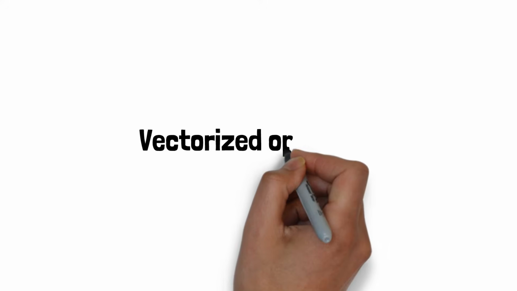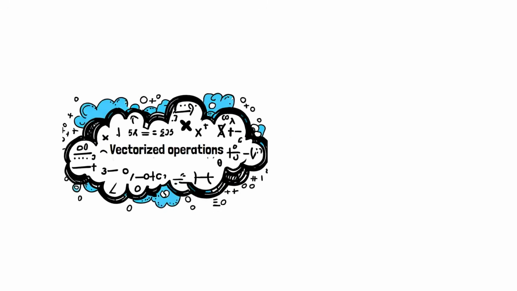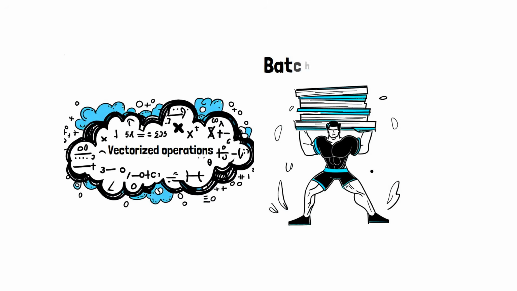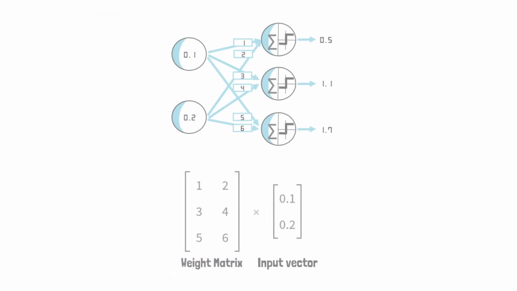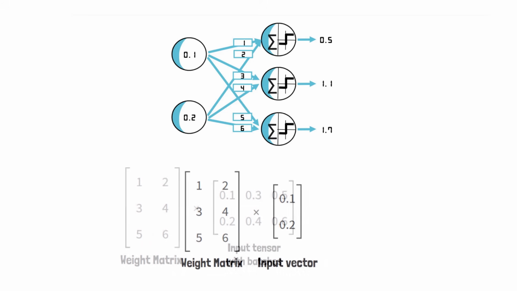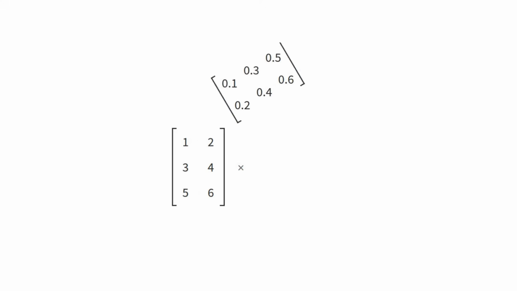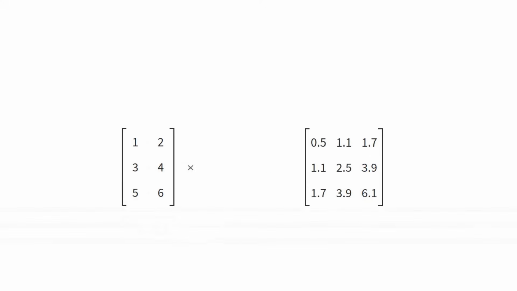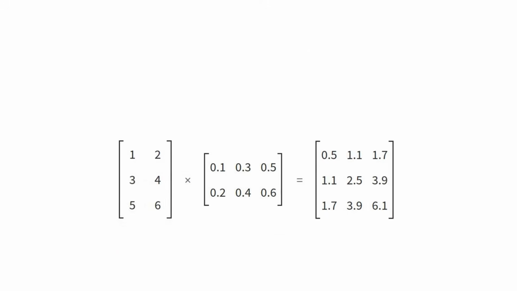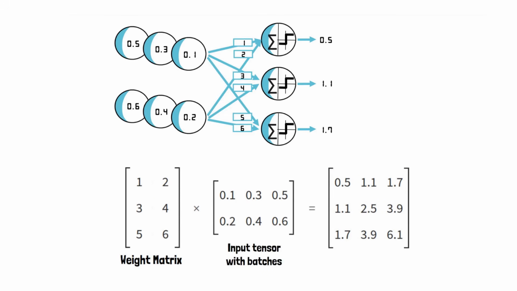Using vectorized operations also makes it very easy to work with batches of data. Instead of feeding the network one input at a time, you can feed it a whole batch. Just add a batch dimension to the input tensor and voila, the output of the matrix multiplication becomes a tensor with an additional dimension, each row corresponding to an item in the batch.